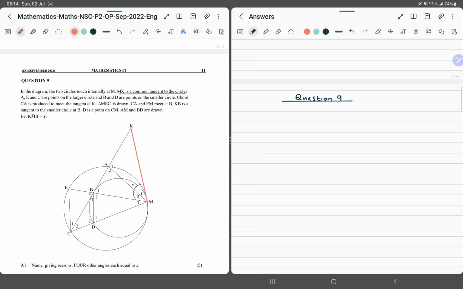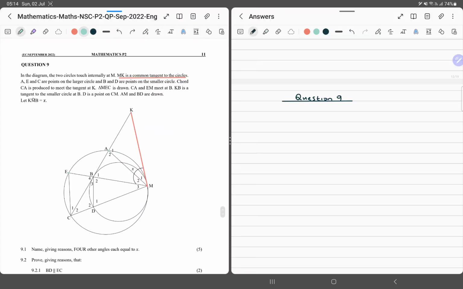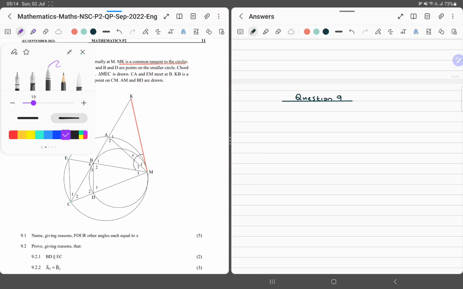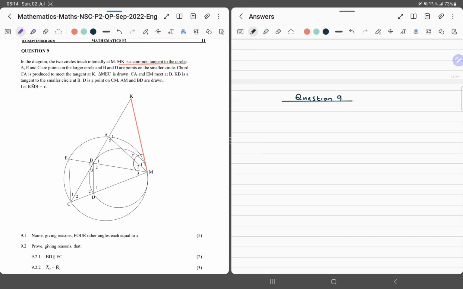So let's highlight it. A, E, and C are points on the larger circle. So that means those points are concyclic. If we were to form a quadrilateral there, together with M, it would be a cyclic quad. And B and D are points on the smaller circle, so B, D, and M are the points on the smaller circle. So those are also concyclic.